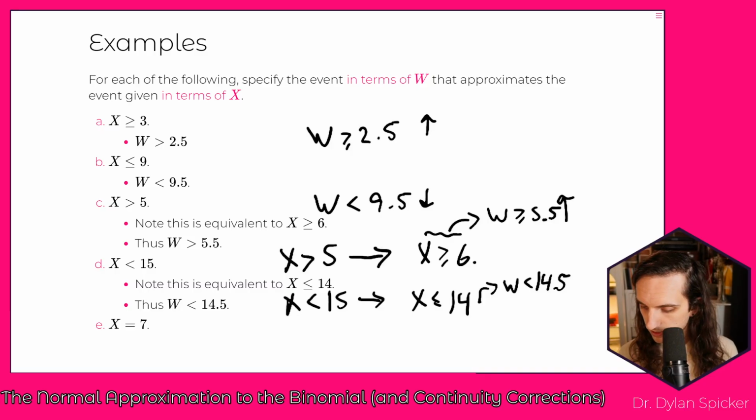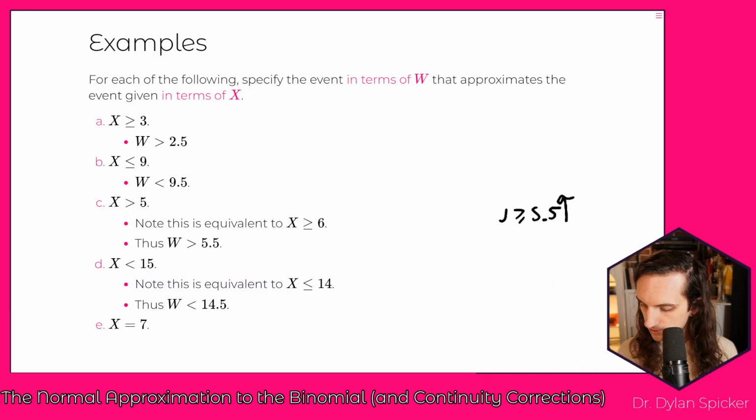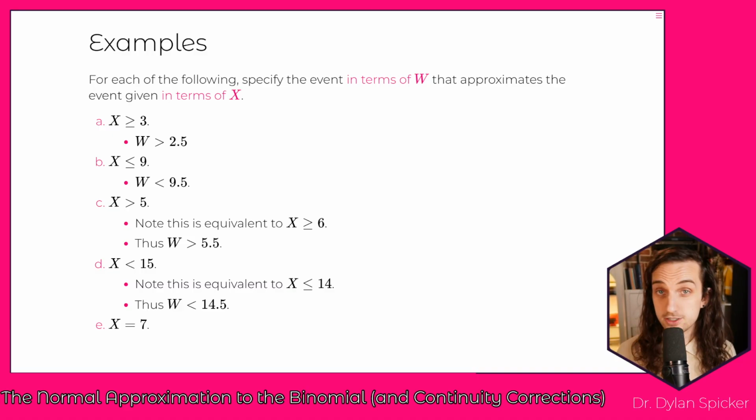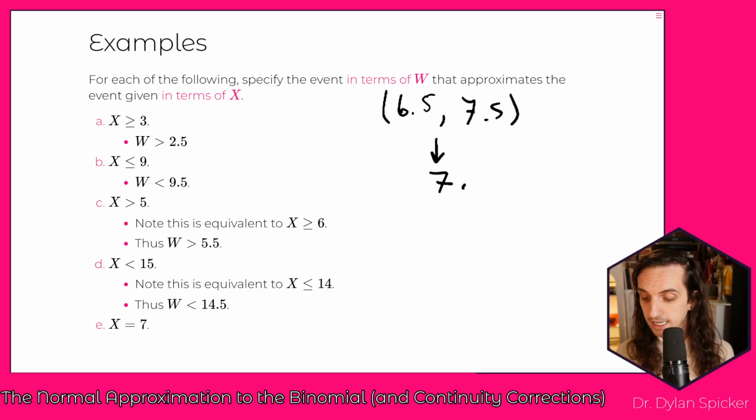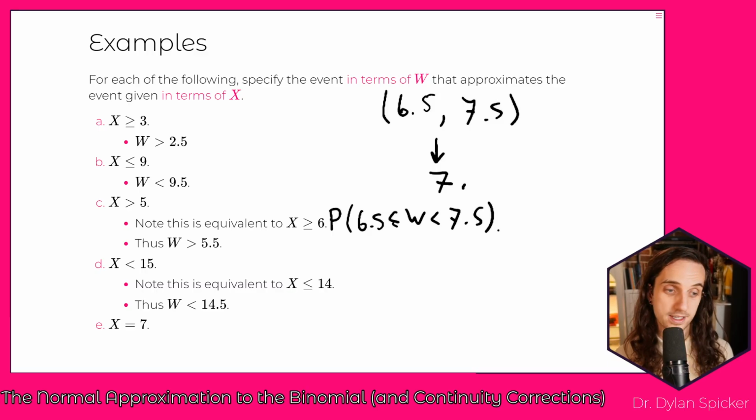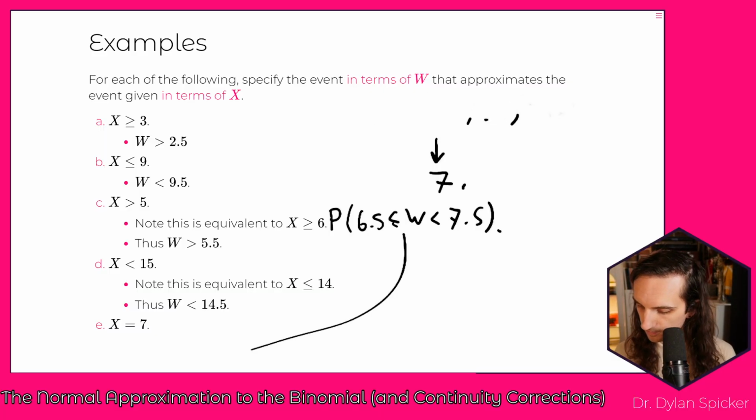The last one that we want to look at here is, what if we wanted to approximate the probability that x was equal to 7? Then we could ask, what values are going to round to 7? If we take anything that is above 6.5 and below 7.5, all of those are going to round to the value of 7. And so this is going to become an interval for W. If we calculate the probability that 6.5 is less than or equal to W, which is less than 7.5, this probability corresponds to the same thing as X being equal to 7.